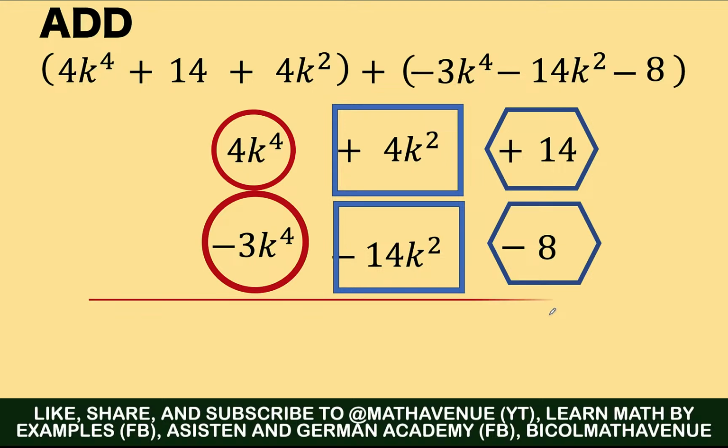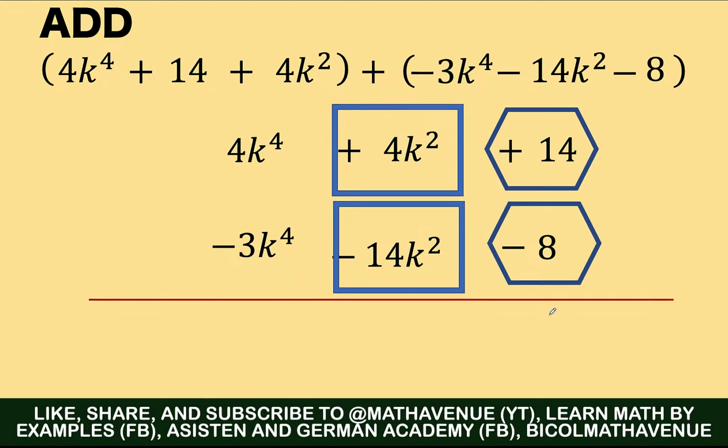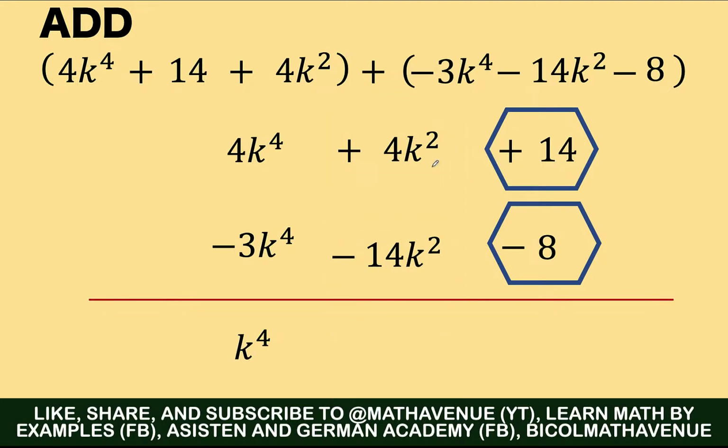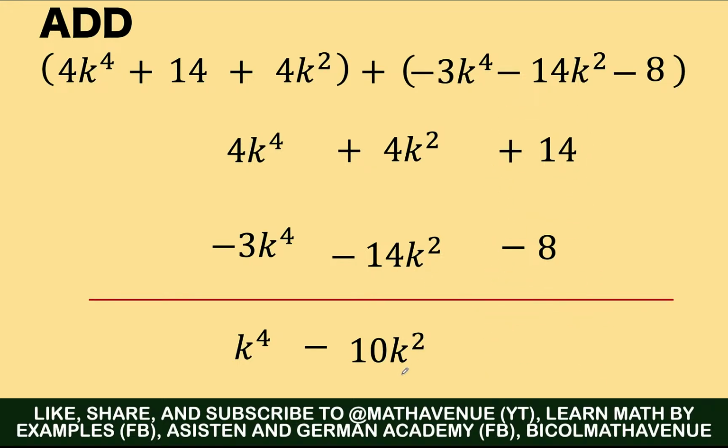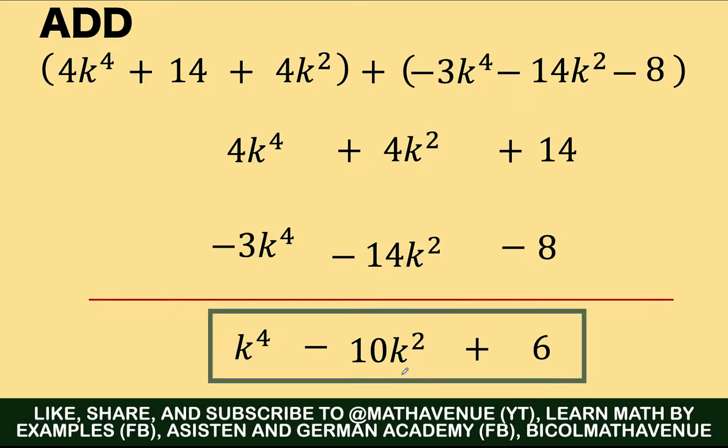So 4k to the fourth minus 3k to the fourth is equal to 1k to the fourth. 4k squared minus 14k squared is negative 10k squared. You can think of this as you have an income of 4, but your expenses is 14. So you are still negative, that is negative 10. And then copy the common literal coefficients, k squared. Then 14 minus 8 is equal to 6. This is now our answer.